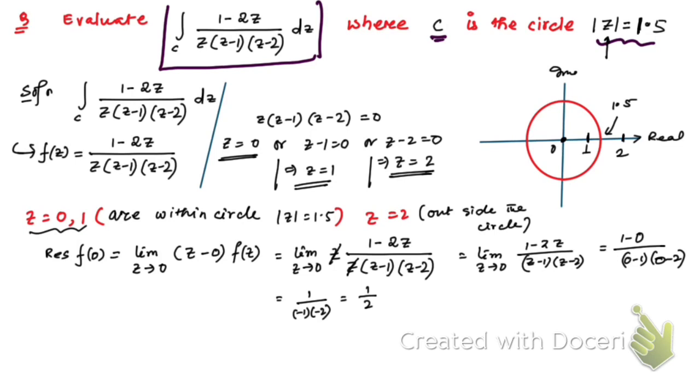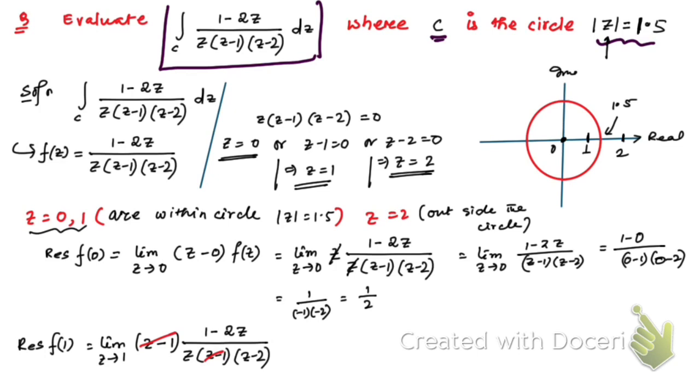And what is going to be the residue of the function f at 1? That's going to be the limit z tends to 1 of z minus a, where a is 1 here, that means the pole is 1 here, times f of z. Let me write the function directly. So here you can see z minus 1 cancels.